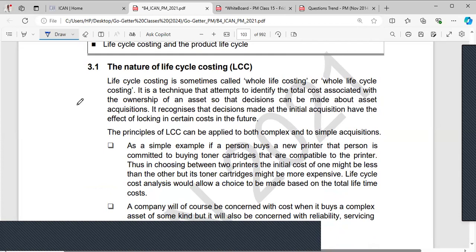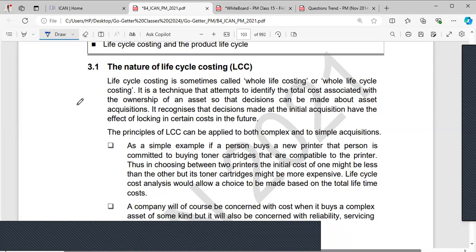So if a person wants to buy a printer, he has to choose between printers where the initial cost might be very low, but the toner he will be buying afterward will be very expensive. Is that what he wants? Or he may want one where the initial cost is high and the toner afterward is lower. So life cycle costing analysis will allow a choice to be made based on the lifetime cost.